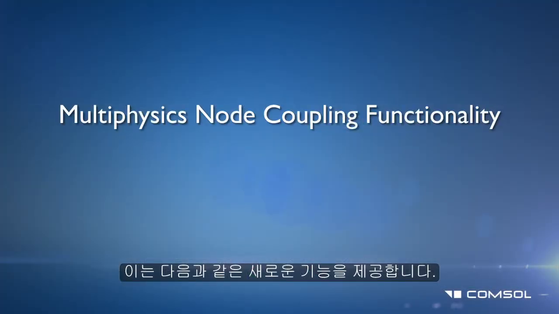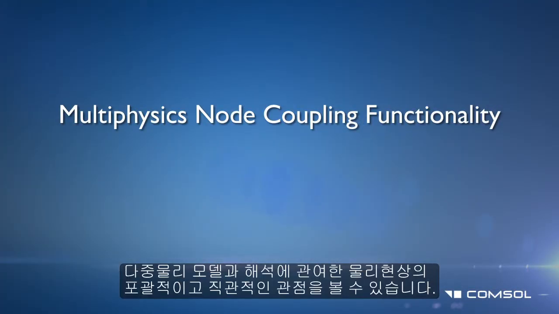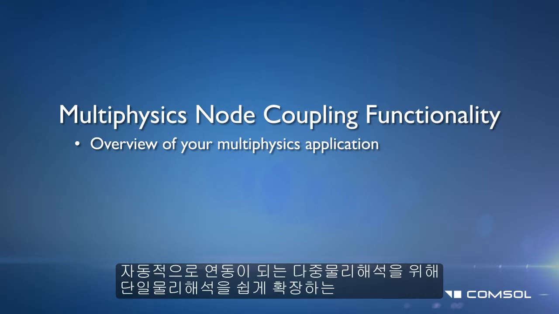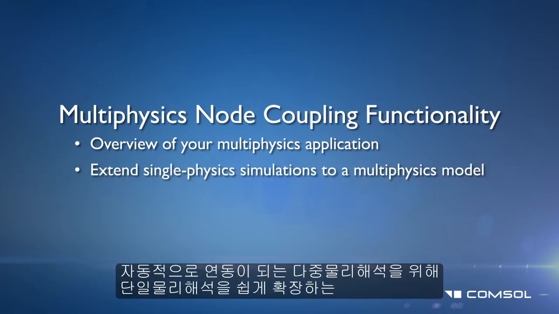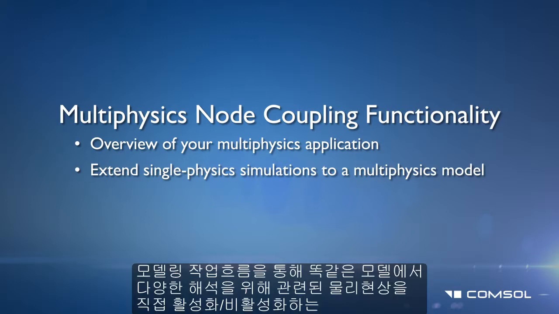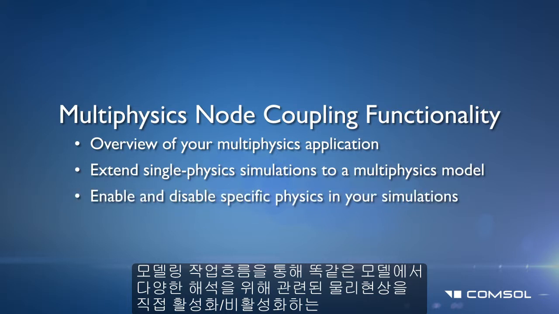The new functionality provides a comprehensive and transparent overview of your multiphysics models and the physics that are involved in their simulations. A streamlined workflow to easily extend single physics simulations to create a multiphysics model, where couplings are automatically applied, and the ability to directly enable and disable specific physics to allow various simulations on the same model throughout your modeling workflow.